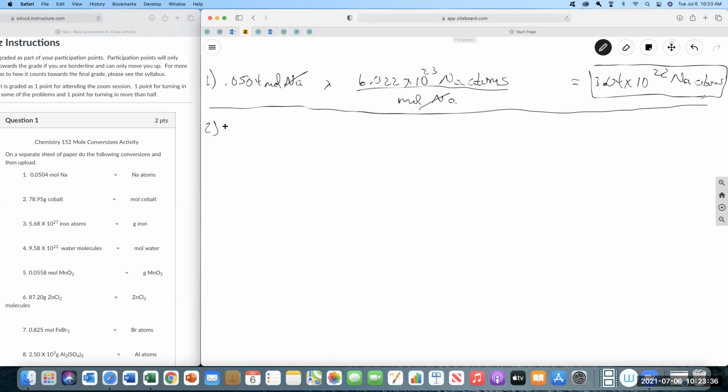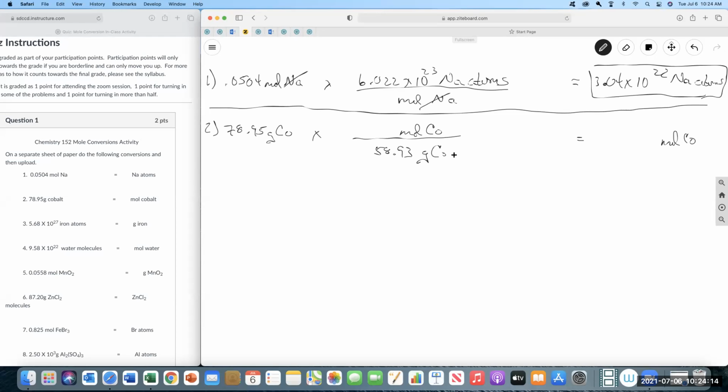Okay, number two, 78.95 grams of cobalt. And we want to go to moles of cobalt. So here we want moles on the top, and we want grams of cobalt on the bottom. Even if you're not sure what to do, grams and moles, that's what a molar mass is. It's the mass of a mole. So the number on the periodic table goes with grams. Cobalt is 58.93.